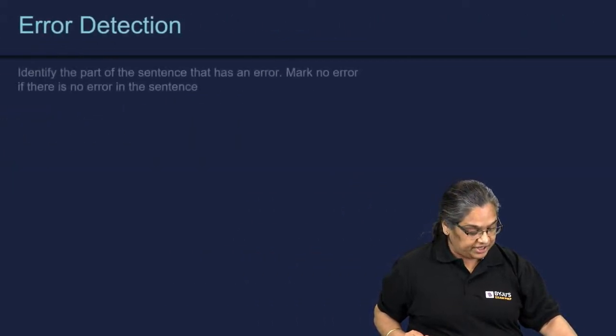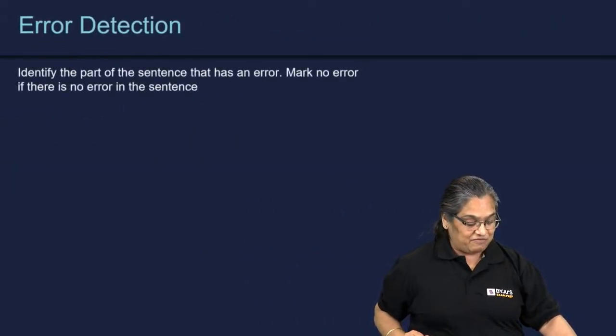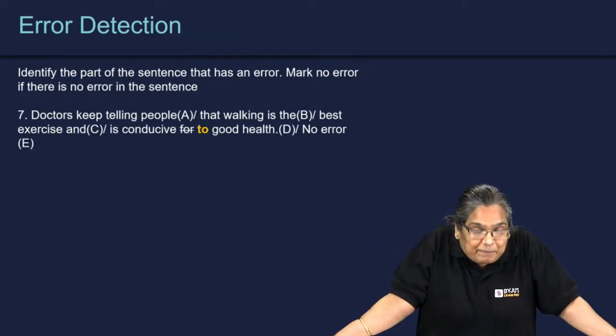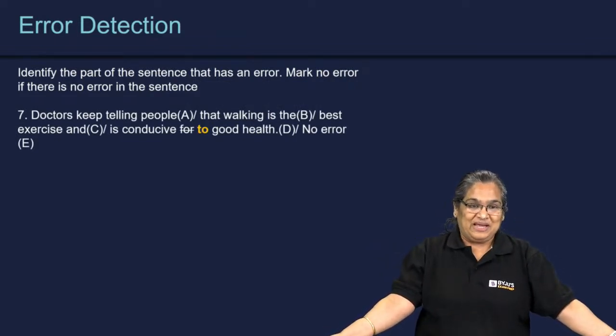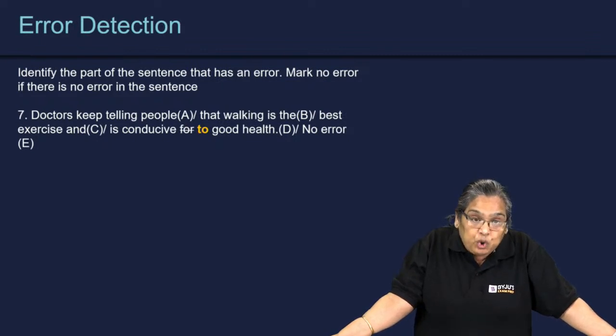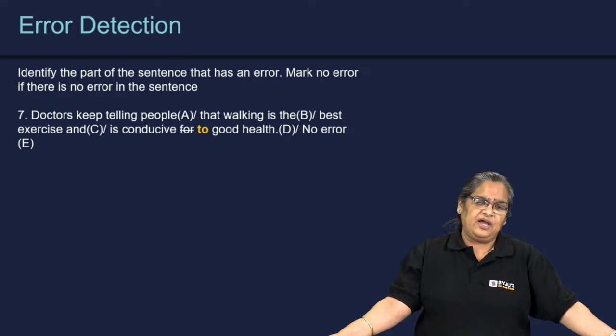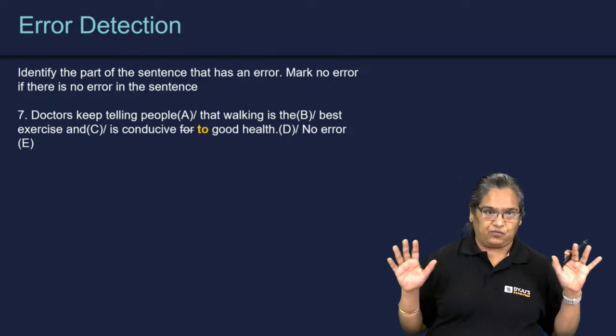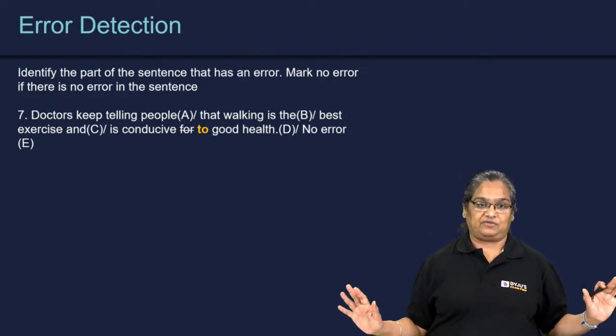Now look up the dictionary. Don't trust me. We all say conducive for good health. This is a preposition question. It is conducive to good health, not for good health. We all say for, which is wrong. In fact, when creating this question, I looked at 4 sources just to be sure that I was on the right side.